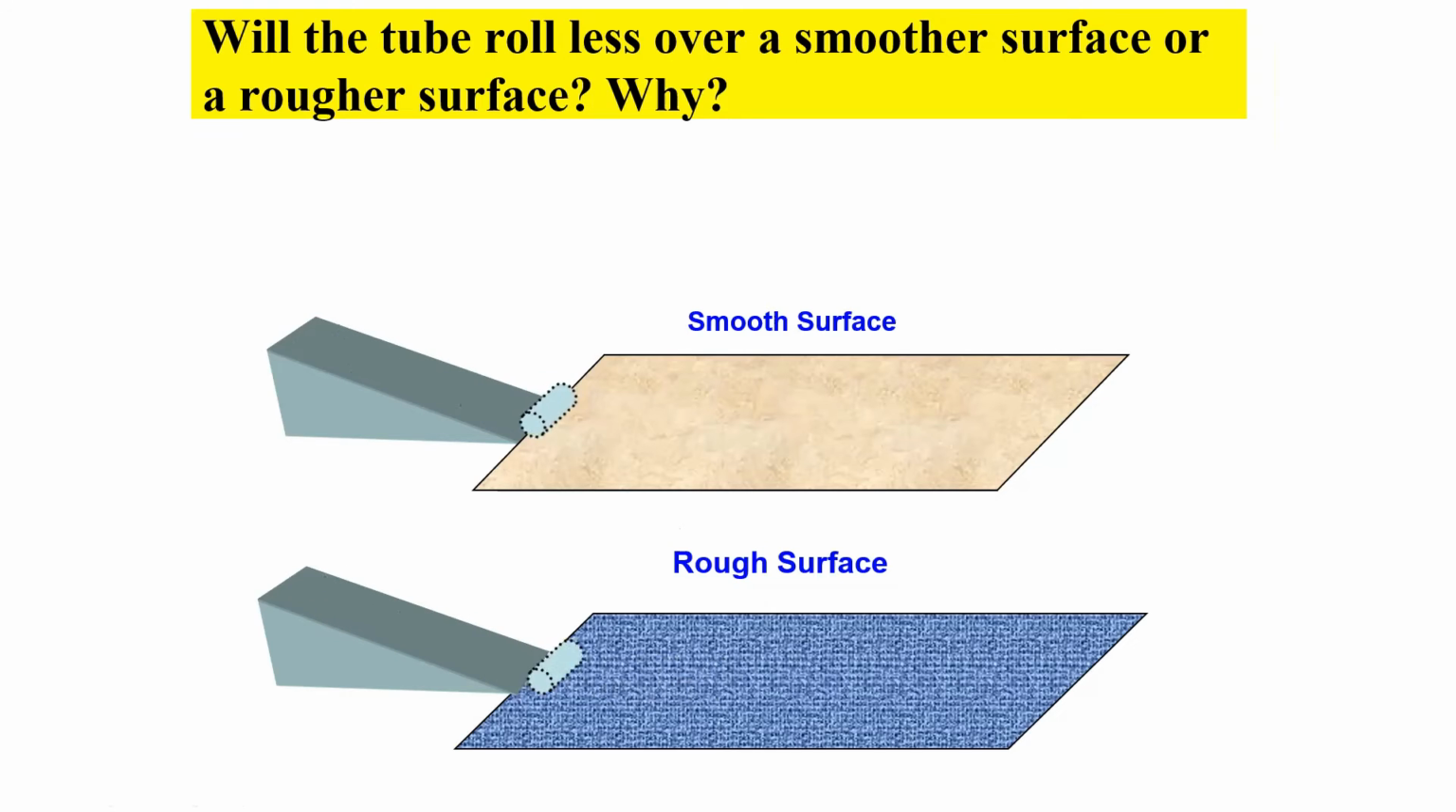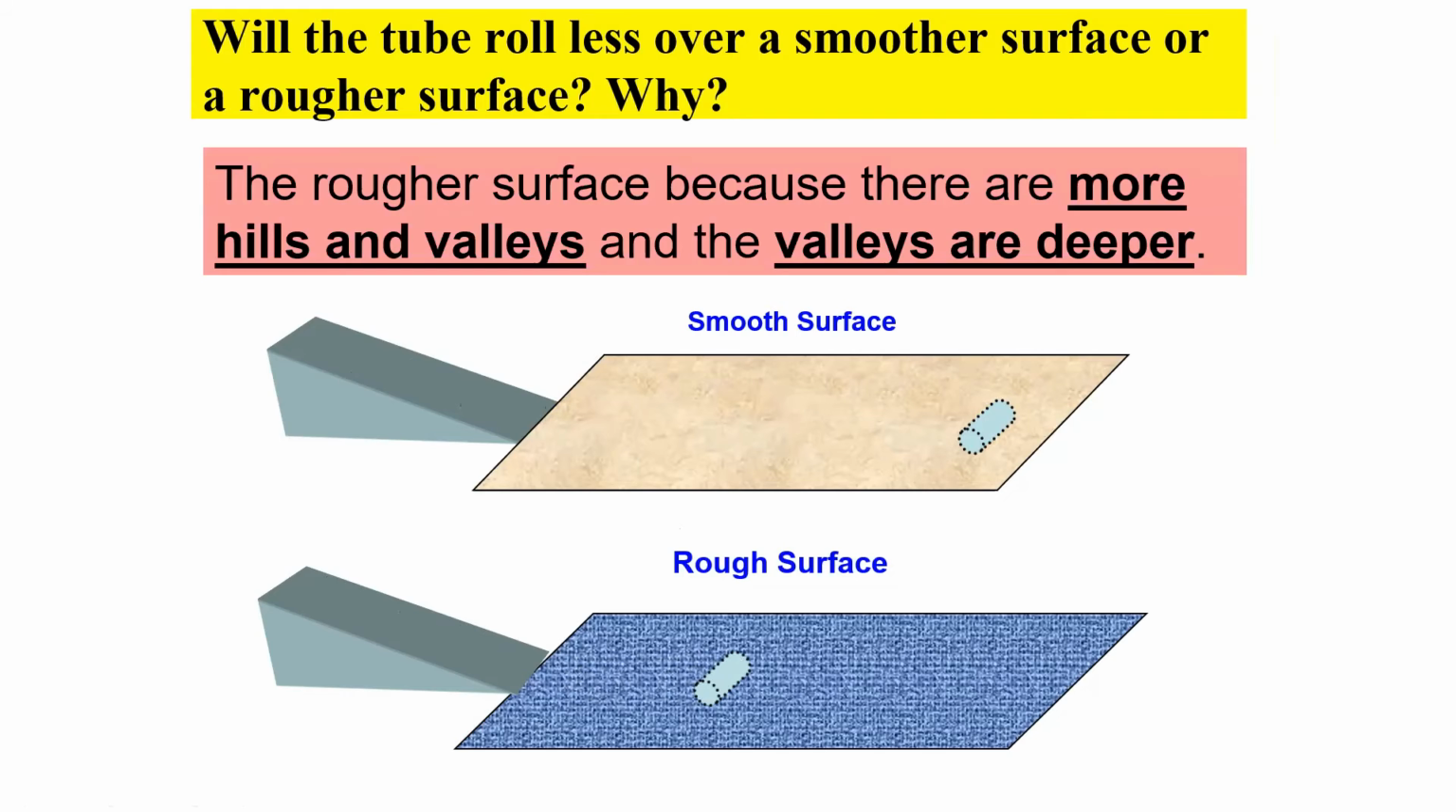Look at the picture. The tube rolls on the smoother surface, and it rolls slower on the rough surface. That's an example. The rougher surface has more hills and valleys, and the valleys are deeper.